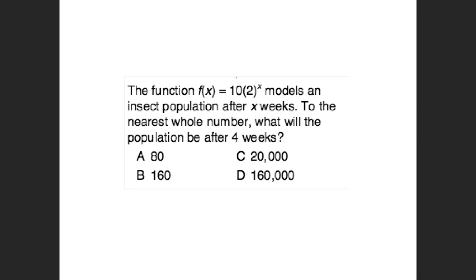The function f of x equals 10 times 2 to the x models an insect population after x weeks. To the nearest whole number, what will the population be after 4 weeks? Now, I can tell you that there were 10 to start with, and then 2 to the 4th power. I really don't need a calculator for this one, because 2 to the 4th power: 2 times 2 is 4, times 2 is 8, times 2 is 16. So this is going to be 16 times 10, which is 160. So after 4 weeks, there's going to be 160 insects.